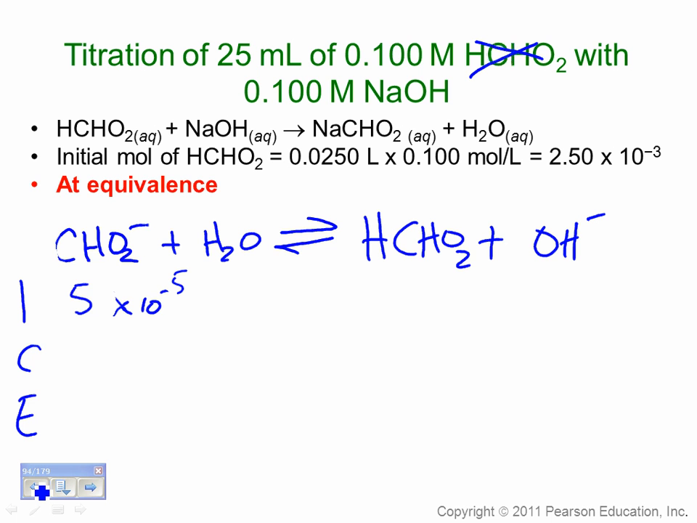Five times 10 to the minus 5? I'm doing this in my head, to be honest. No. 2.5 times 10 to the minus 3 divided by 0.05.